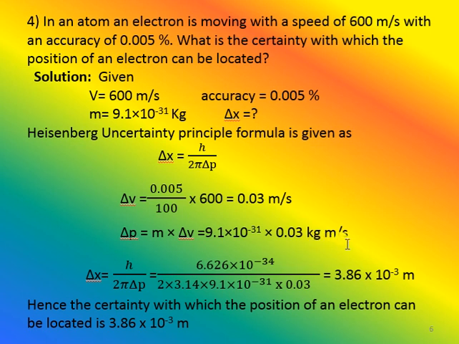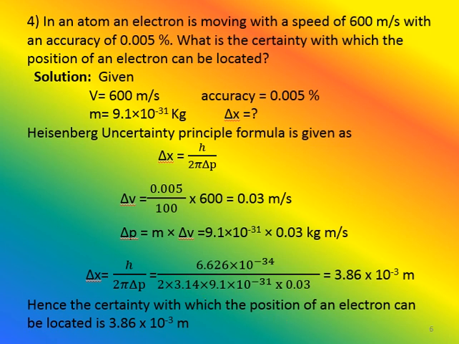Hence delta x equal to h upon 2 pi into delta p. It is equal to h is 6.626 into 10 raised to minus 34 divided by 2 into 3.14 into 9.1 into 10 raised to minus 31 into 0.03. It is equal to 3.86 into 10 raised to minus 3 meter. Hence, the certainty with which the position of an electron can be located is 3.86 into 10 raised to minus 3 meter.